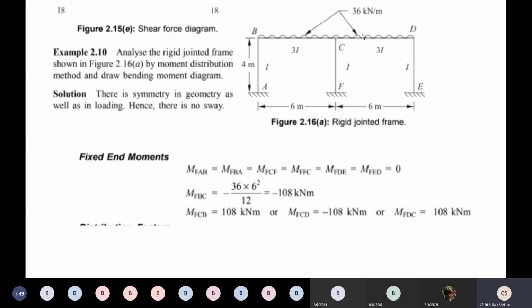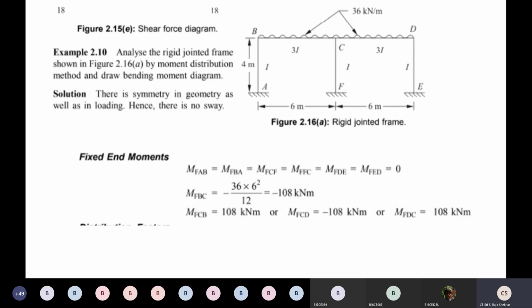For the CD member, same uniformly distributed load of 36 kN/meter. MFCD is equal to minus 108 kN·m, same value. MFDC is equal to plus 108 kN·m. The formula is the same, WL square by 12. At C, MFCD will be considered negative because an anti-clockwise moment is acting. At D, MFDC is considered positive because a clockwise moment is acting.